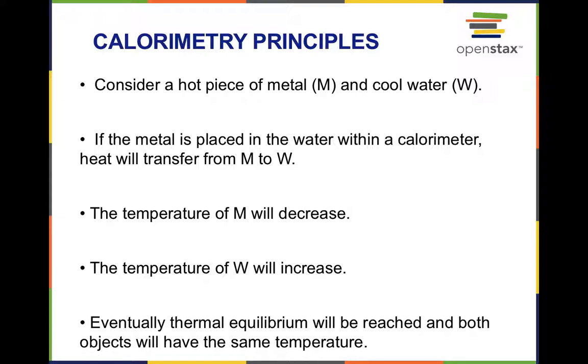So if we have a hot piece of metal and we have a cool amount of water, we can see how much energy is transferred from the metal to the water. And we would need to calculate Q for both of these. So the temperature of the metal will decrease, and the temperature of the water will increase. And so eventually they will reach thermal equilibrium, and they will both have the same final temperature.